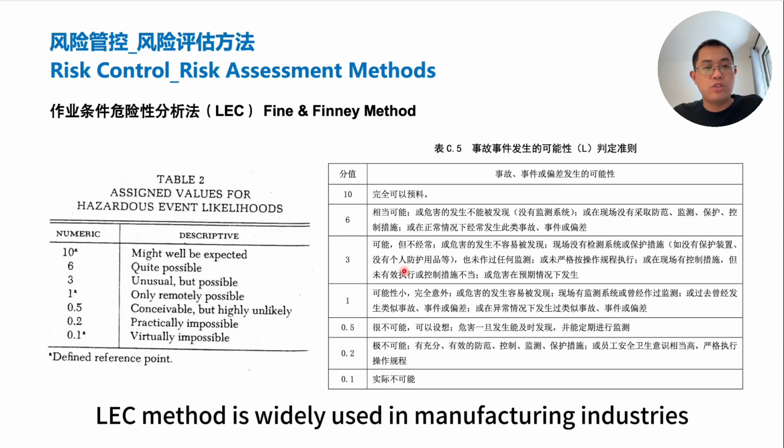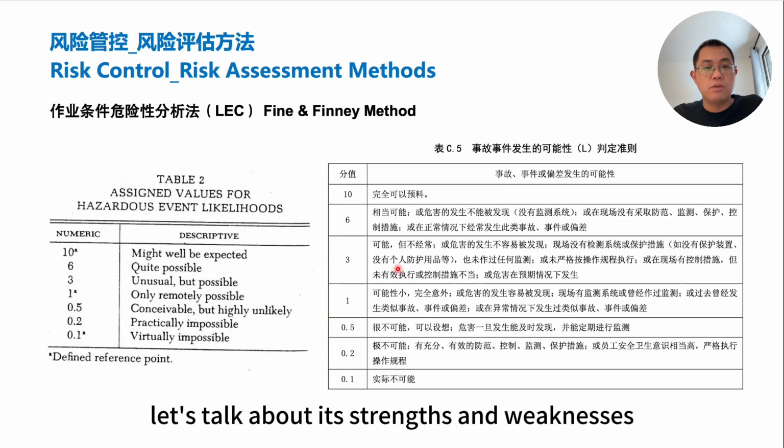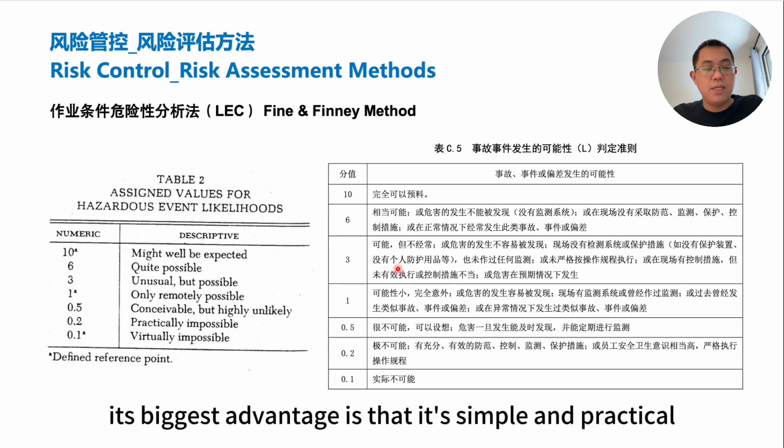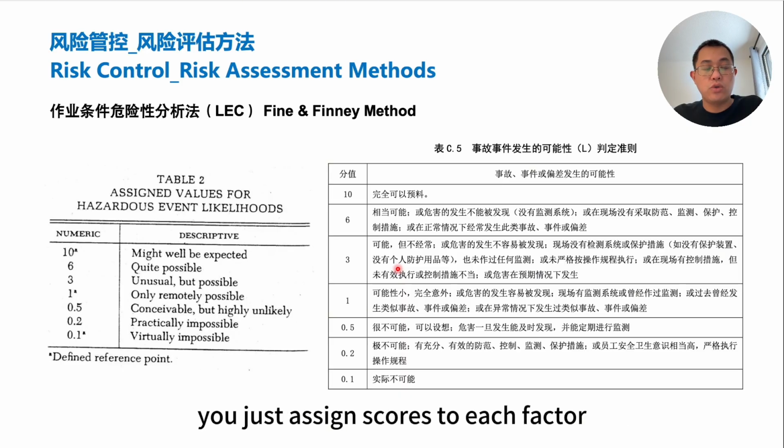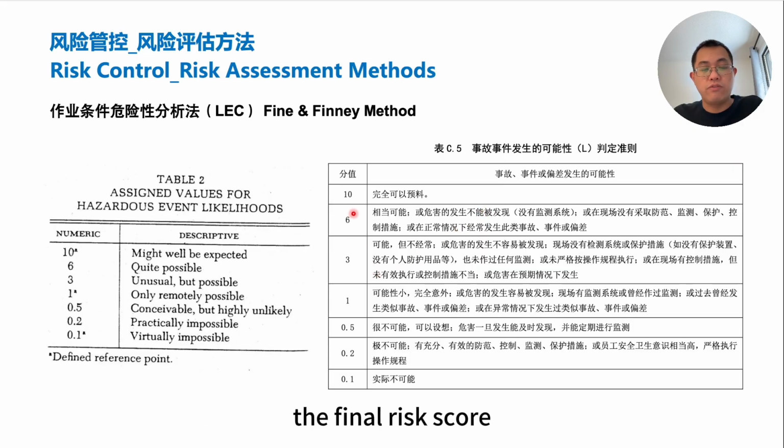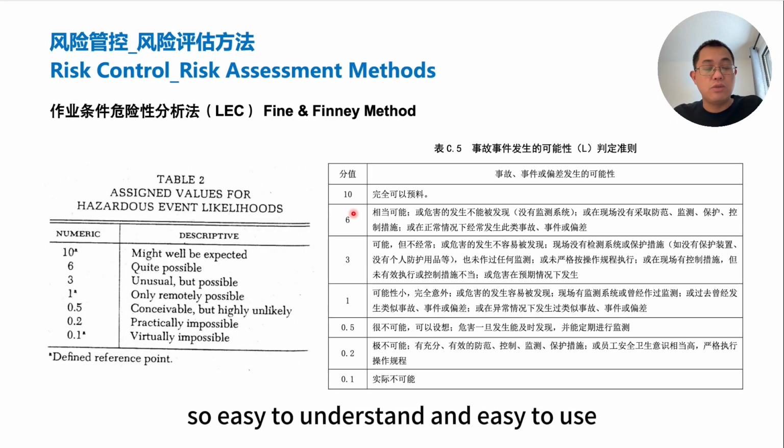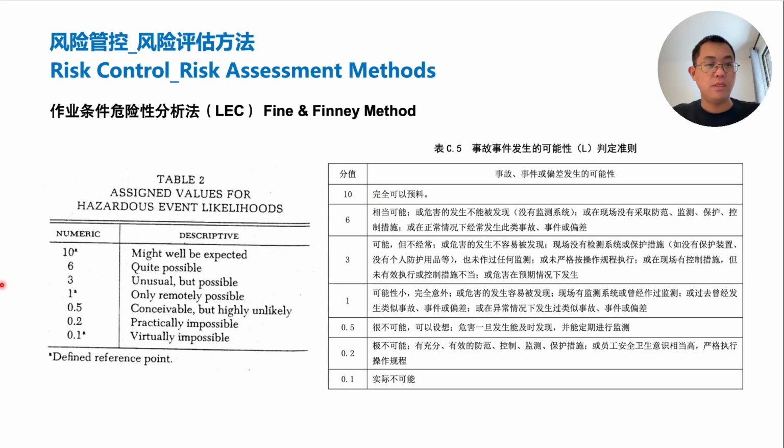The LEC method is widely used in manufacturing industries. So let's talk about its strengths and weaknesses. Its biggest advantage is that it's simple and practical. You just assign scores to each factor and then multiply them together, then you'll wind up with the final risk score. So it's easy to understand and easy to use. Let's focus on its disadvantages. I think there are two big ones.